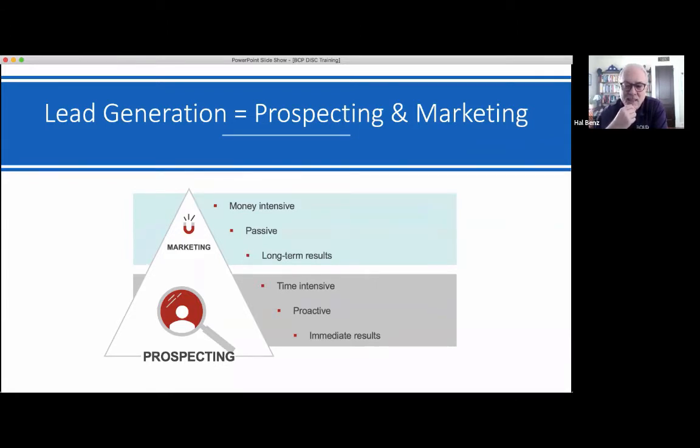RobSellsNJ.com. Yeah, have you seen his face? On a billboard, on a bus. I mean, he is everywhere. And one of the things that Rob, and I don't know what that costs him, but it's got to cost him a fortune.